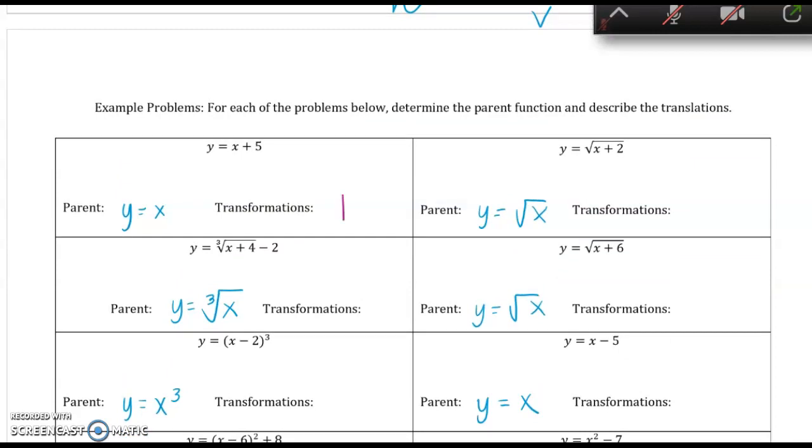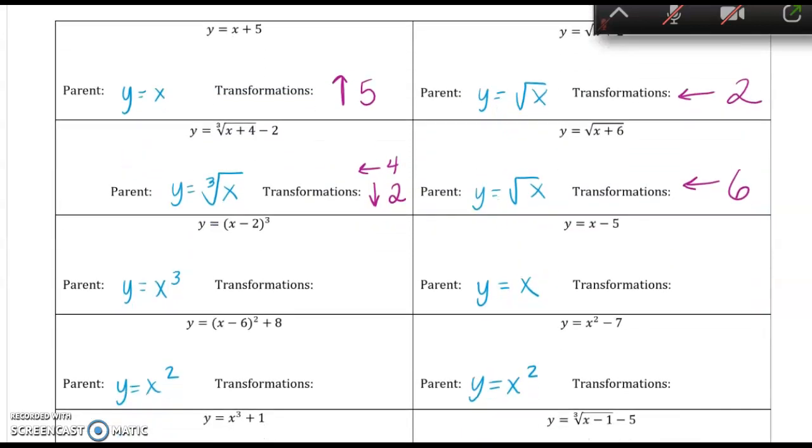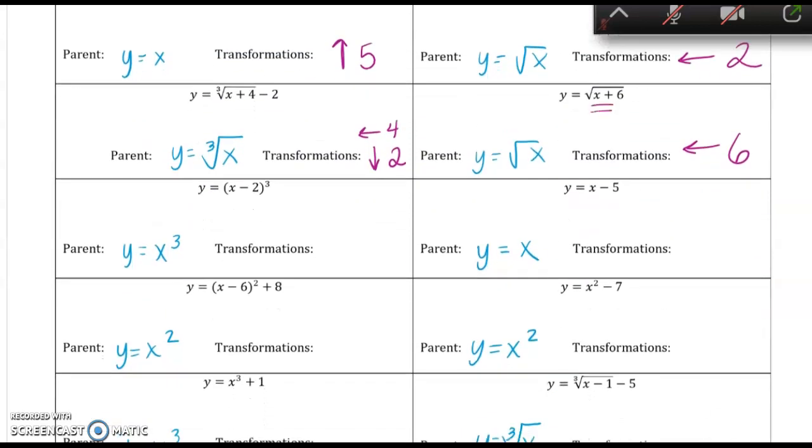So in this case, this has gone up 5. This has gone left 2. This has gone left 4 and down 2. This has gone left 6. You can see that if it's inside with the x, it's going to go left or right. This is going to go right 2. It's always the opposite. This is going to go down 5. This is going to go right 6 and up 8.